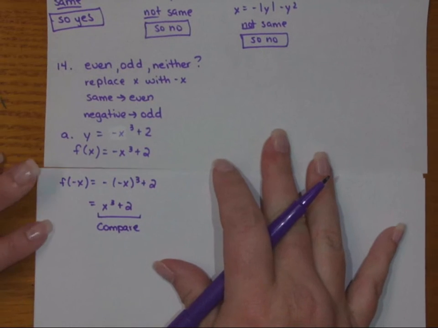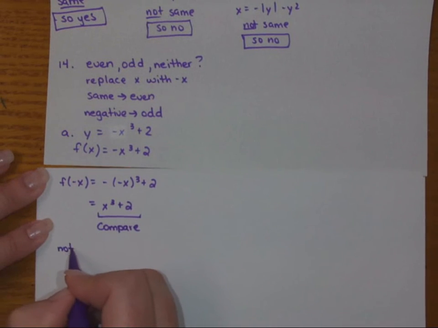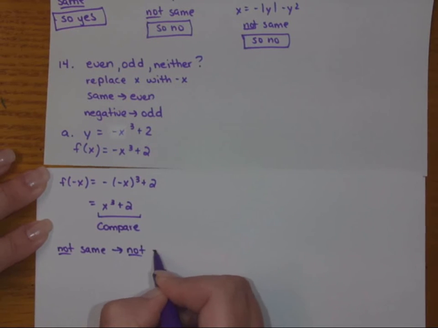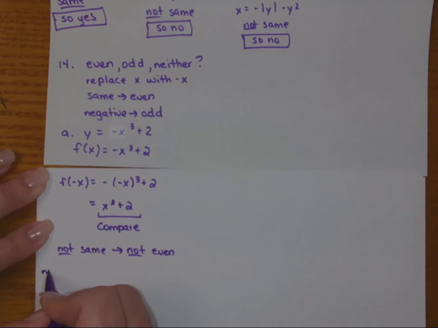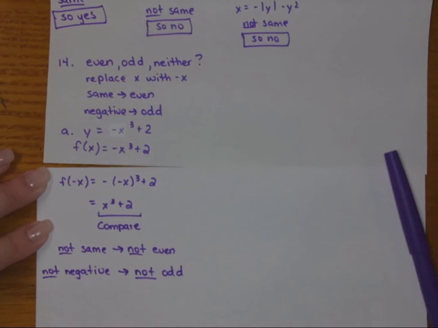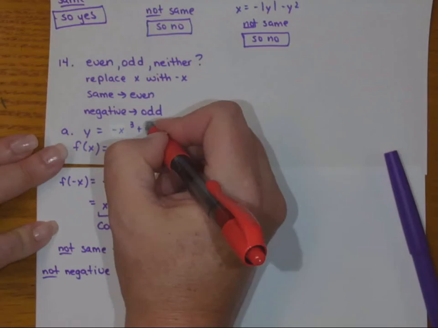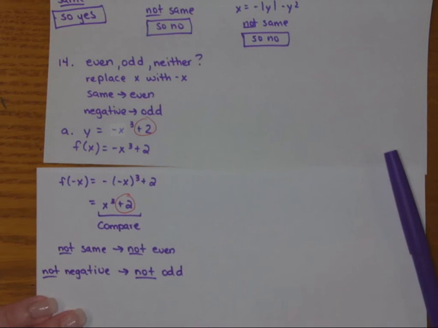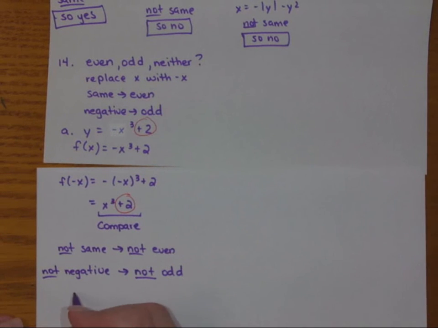Okay, compared to the original, notice that it is not the same, which means it's not even. But also notice that it is not the negative version. So it's actually not odd. And the reason I'm saying it's not the negative version is if you compare these, notice the x changed sign, but the 2 did not. Okay, so since all the signs didn't change, that means it's not either one. So it's neither.